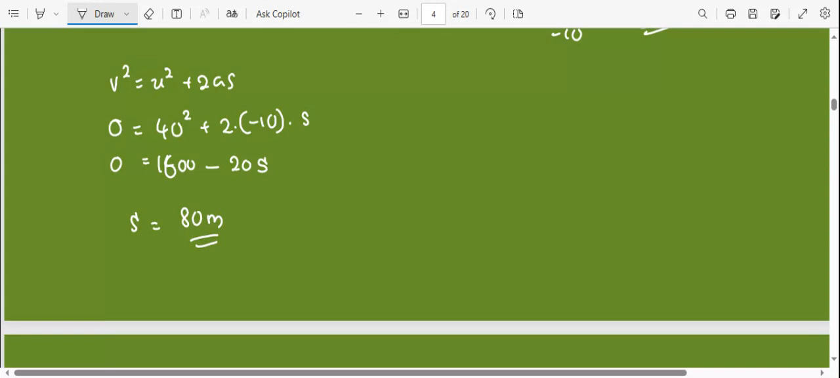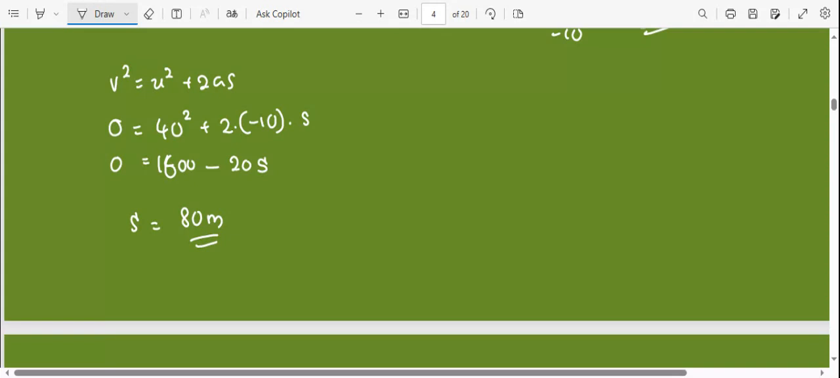To calculate the distance, we can use v squared equals u squared plus 2as. The final speed at the maximum height is 0, initial speed is 40, plus 2 into acceleration, which is minus 10, into the distance, which is what we are trying to find. Then the distance is coming as 80, I think, right? So check the answer. Right.